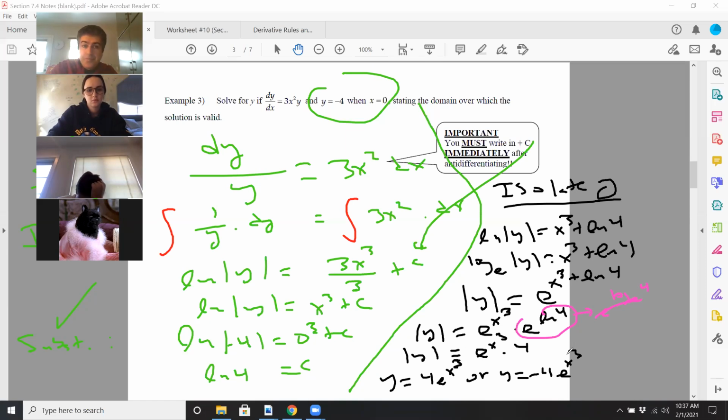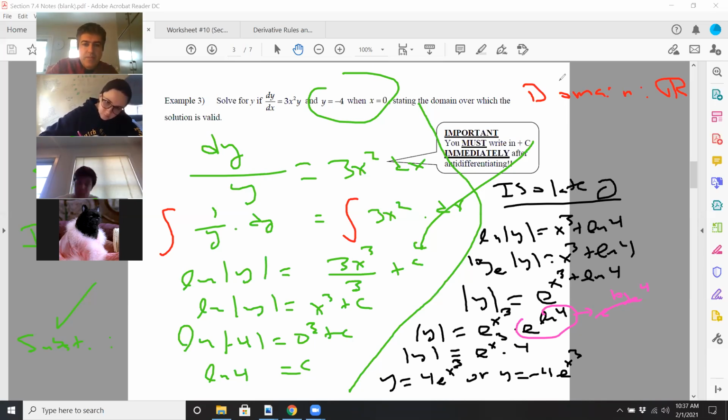Well, which one is it? First off, our domain is all real numbers because you can plug in anything you want for x. There's no restriction for x here. But which one is it, positive or negative?